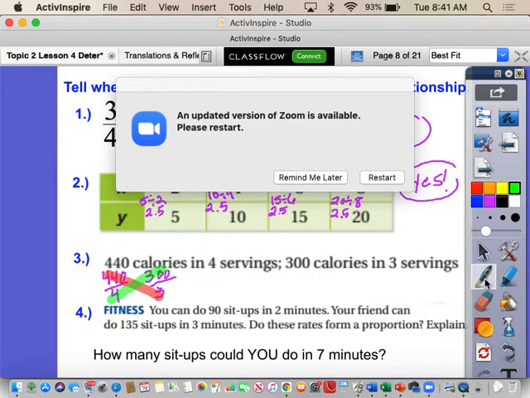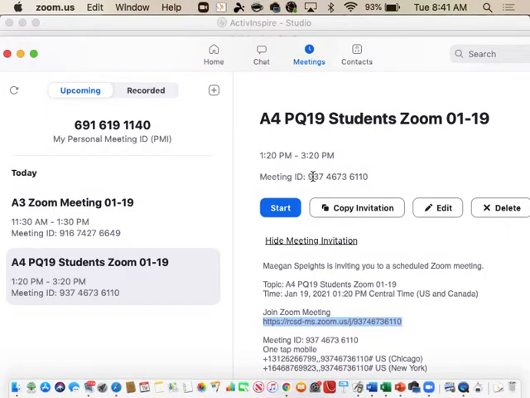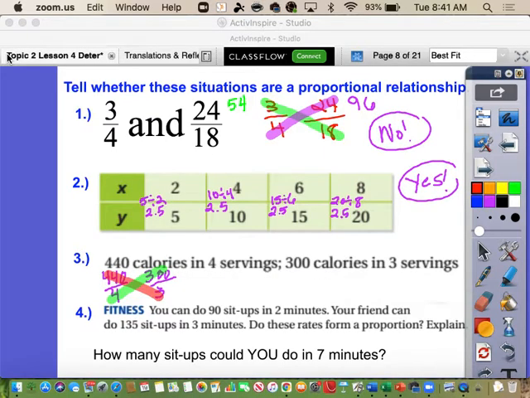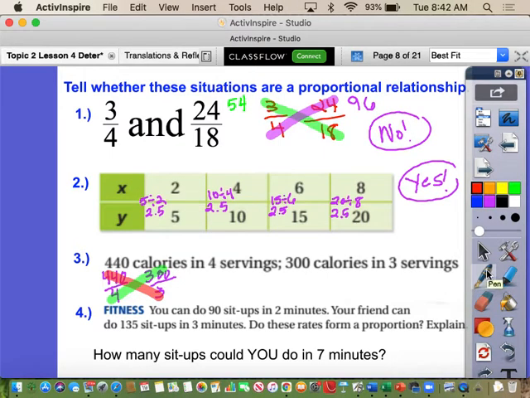Okay, so will you do that for me? What is 440 times 3? You have your calculator? Hold on, Ben. Your calculator. Someone help him out. What is 440 times 3? Go ahead, Addie. 1,320. Okay, and then I need 4 times 300. What is that going to give me? 1,200. All right, guys, so are those cross products the same? No. So are those ratios going to be proportional? No.